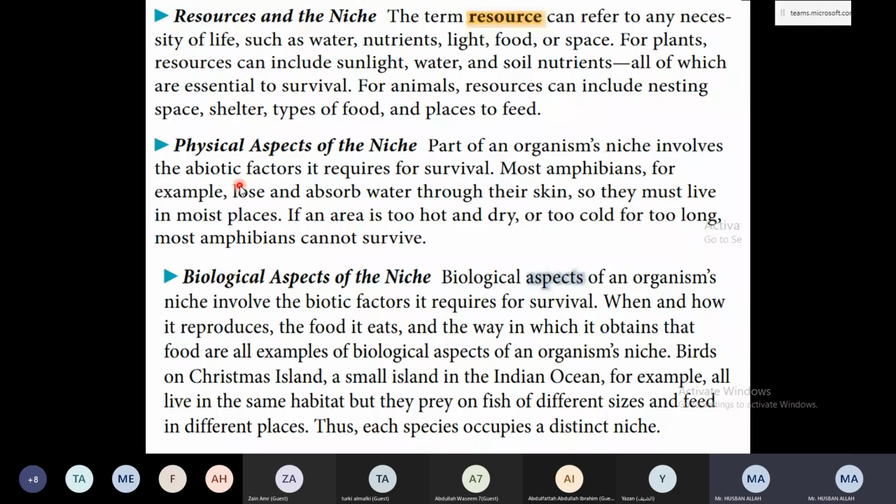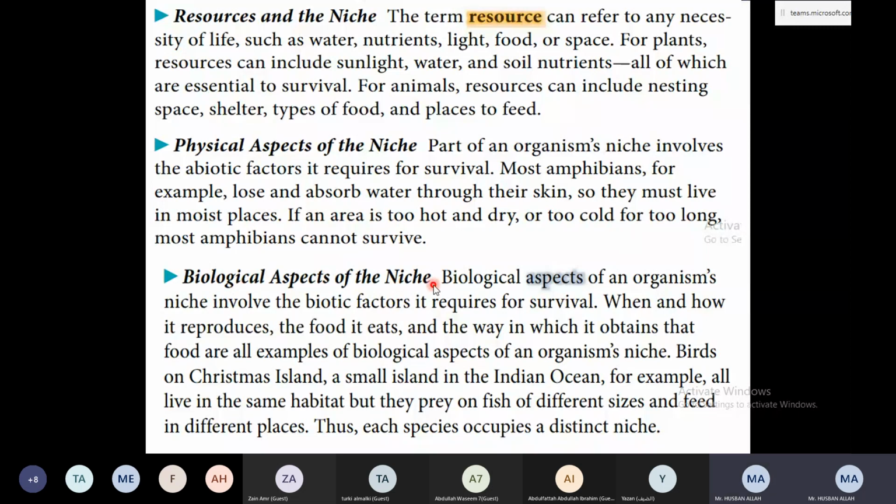So if they absorb or lose water with the help of their skin, it means they need to live in a moist place. If an area is too hot and dry or too cool for too long, most amphibians cannot survive. If you take an amphibian to a place that is too hot and too dry for long times, or too cold for long times, most of the amphibians cannot survive in these areas. They will just die out. Clear? Okay.